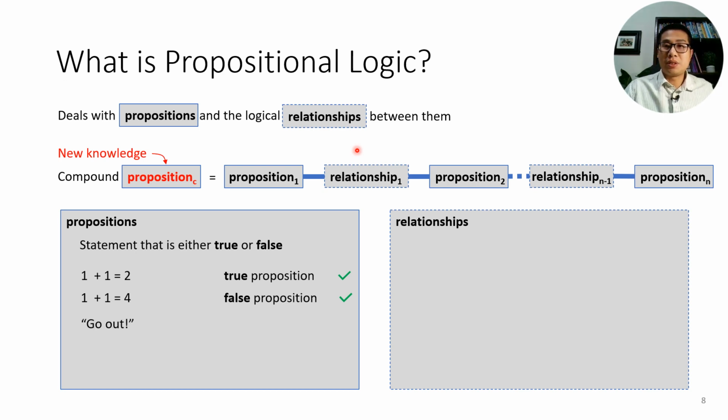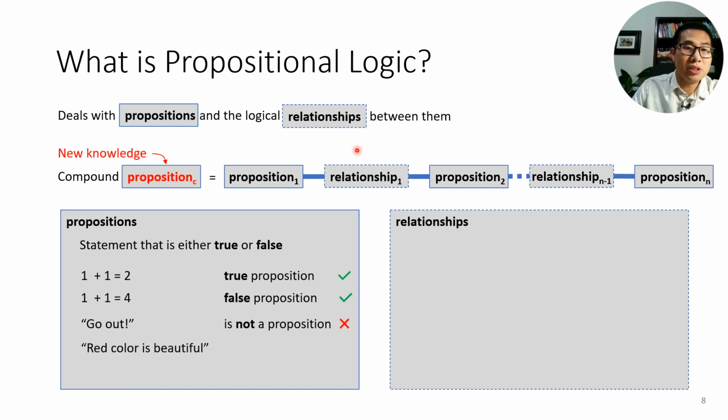The next one is a statement like "go out." This is not a proposition, because we cannot say it's true or false. Another one is "red color is beautiful." This is not a proposition either, because red may be beautiful for some people, but not for others. So it cannot be definitely true or definitely false.